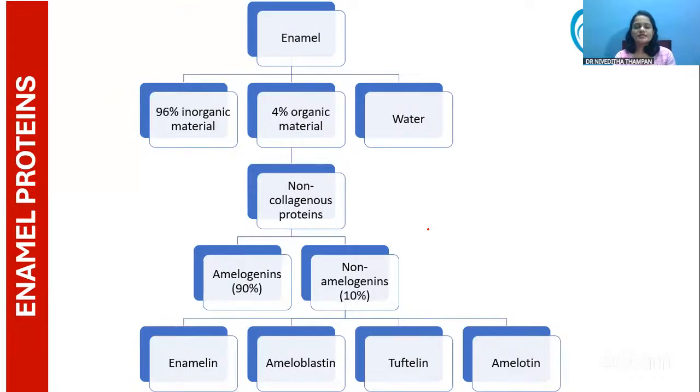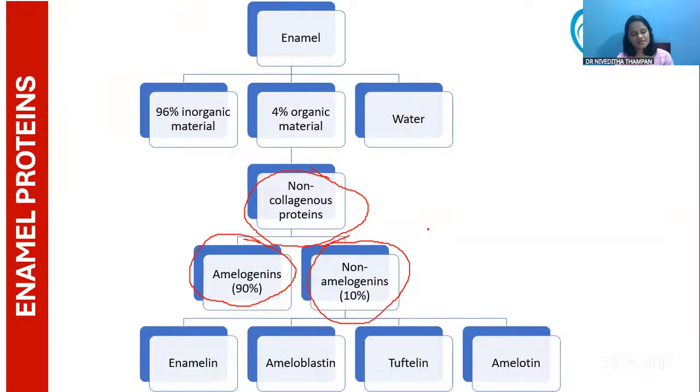Okay, now let's look at the composition of enamel and how it is made. Enamel is made up of 96% inorganic material, 4% organic material, and very minimal water. The organic material of enamel has lots of non-collagenous proteins. These are important; you should know which non-collagenous proteins contribute to enamel formation. 90% of these are amelogenins, and the remaining 10% are non-amelogenins.